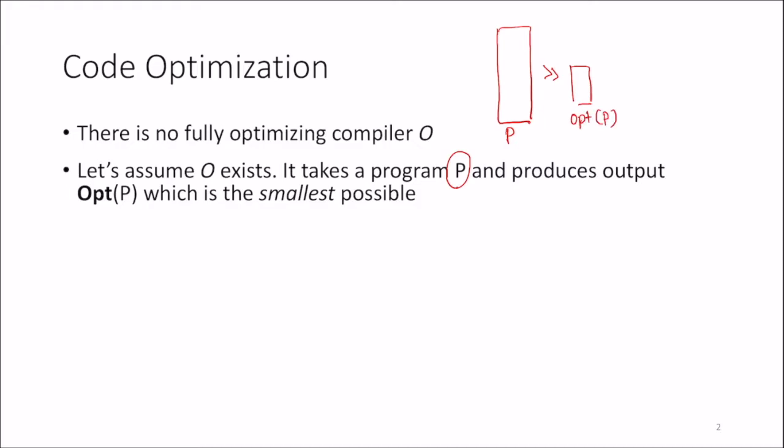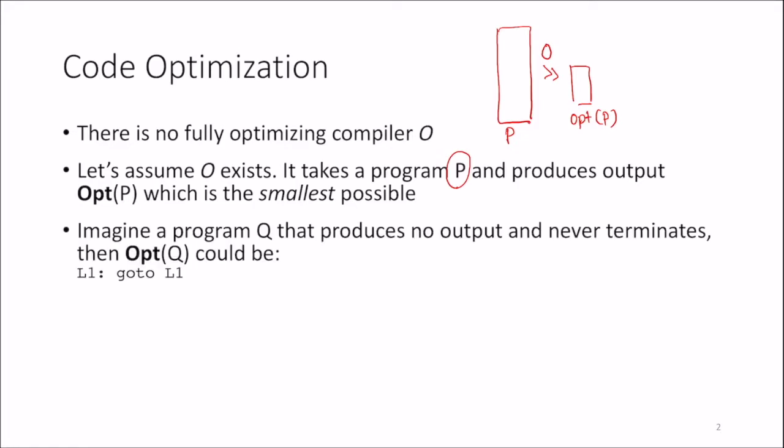Now, if such an optimizer existed, we have this program O. O, of course, is also a program which takes an input program and produces an output. Imagine a program Q that produces no output and never terminates. It's likely that Q has some kind of bug and goes into an infinite loop. If it's a defective program like that, then the smallest optimal program that's equivalent to Q would be just something that immediately goes into an infinite loop.